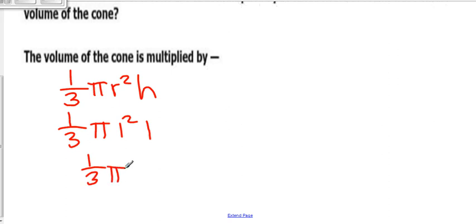Now if I multiply 1 by 3, I'm going to get 3. So I'm going to get 1/3 pi 3 squared times 3. So I'm going to get 1/3 times pi times 3 squared, which is 9, times another 3 is 27.